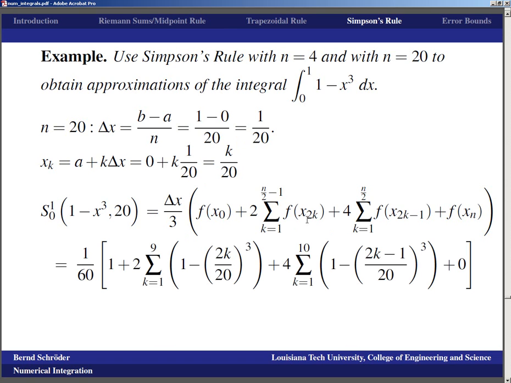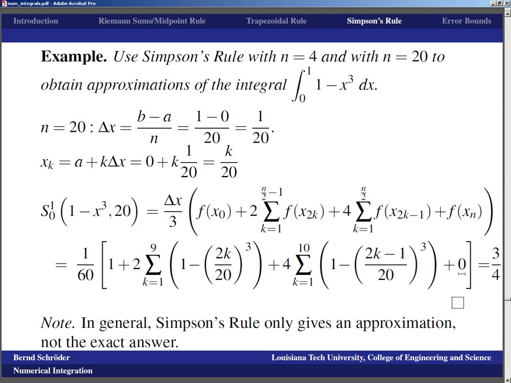Function at x_2k, which is 2k over 20, and I didn't even simplify that here, right? Plus 4 times the sum k equals 1 to n over 2, so k equals 1 to 10, of 1 minus (2k minus 1) over 20, quantity cubed, so that's the odd-numbered x's, plus the value at b, which is 0. You work that out, and that ends up being 3/4 also, and of course that's something that my computer just gave me.